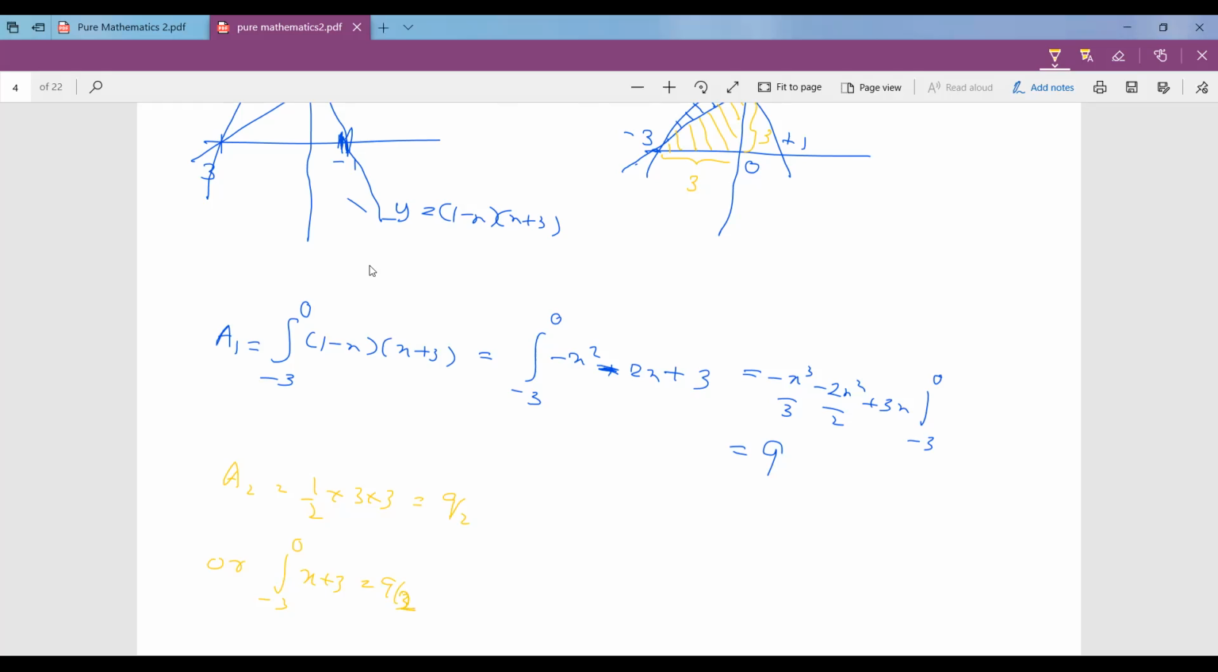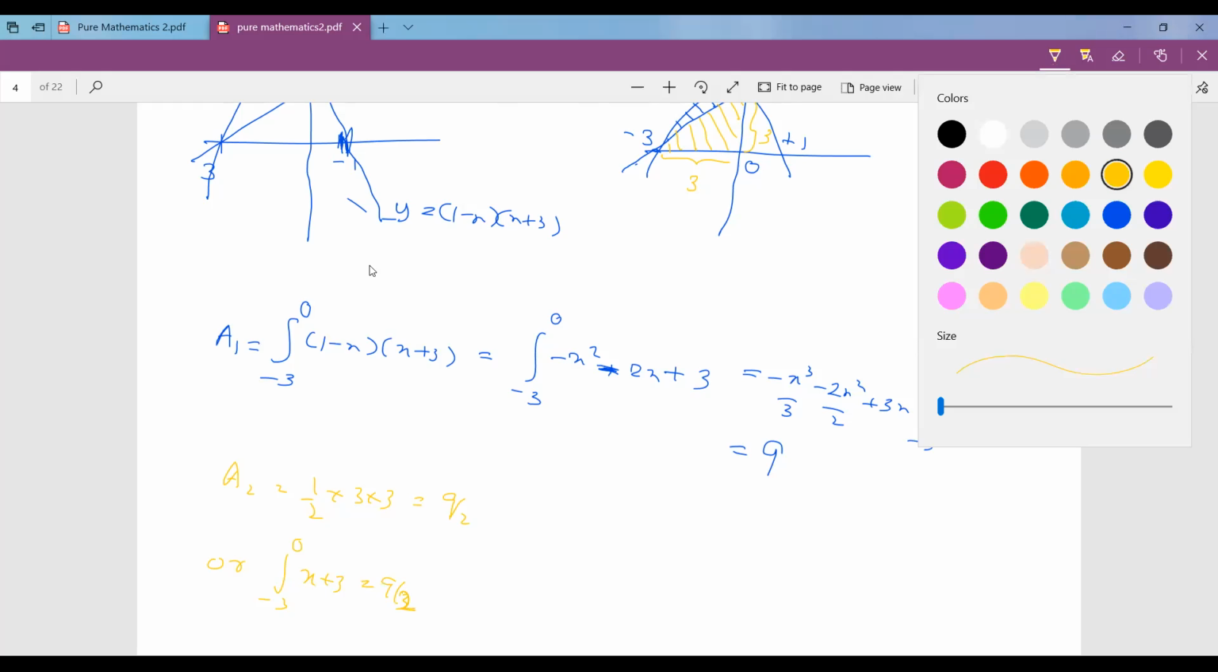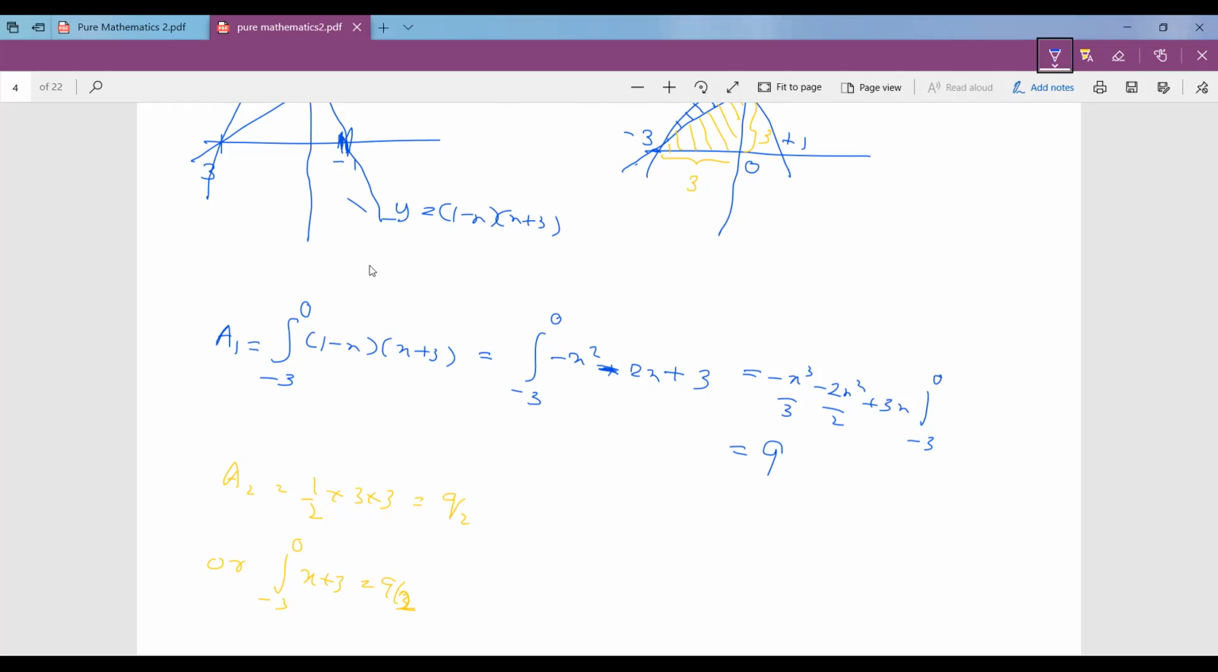Okay. Then what we need to do is we can find the required area. Then the shaded region R would be 9 minus 9/2, that is 9/2 itself. That is a way of doing that question. Okay. That's how you need to do this kind of situation.